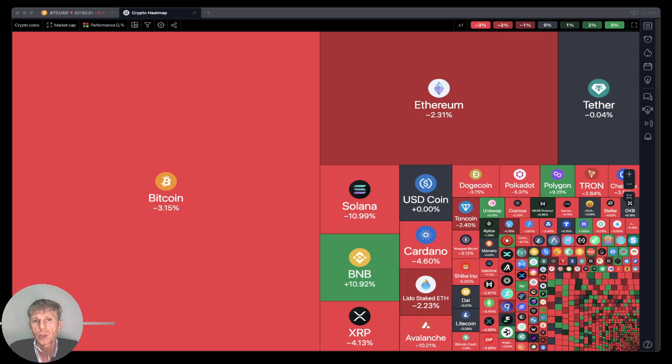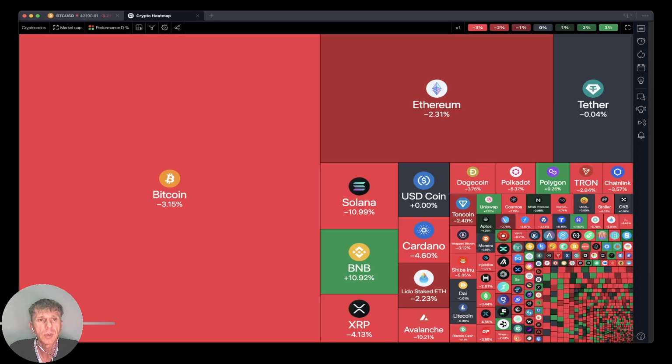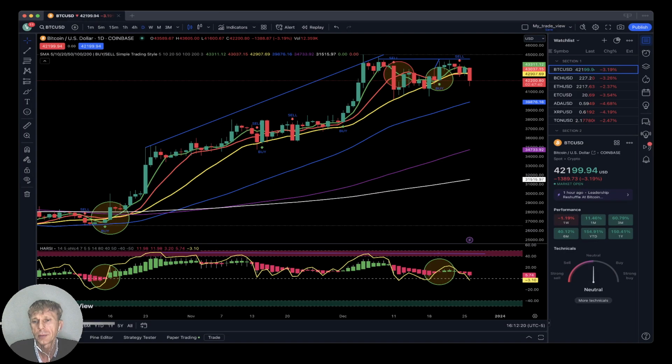Now it's time for TradingView. Let's start from the crypto heat map based on the market cap and daily performance. A lot of red. Some crypto is still green, but generally 80%, 90% is red. It's definitely a bearish reversal, right?